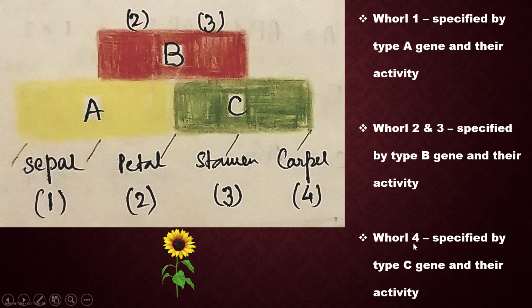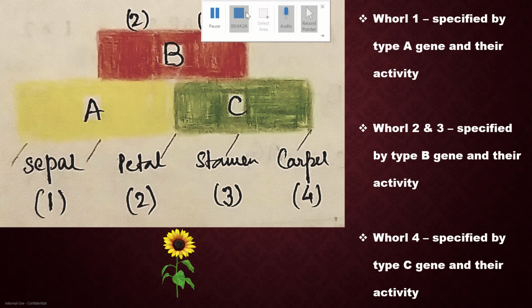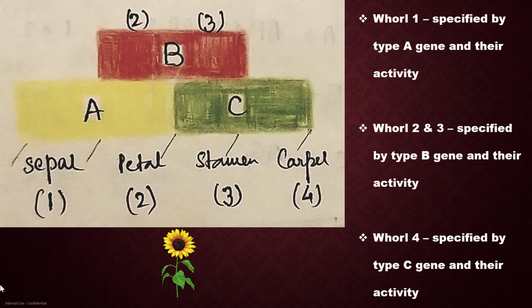Next, coming to whorl 4. Before we come to whorl 4, see whorl 3. In whorl 3 here, you have stamen. The identity of stamen is also controlled by the activity of 2 genes, B as well as C. The fourth whorl, that is carpel, is solely controlled by the activities of type C gene.